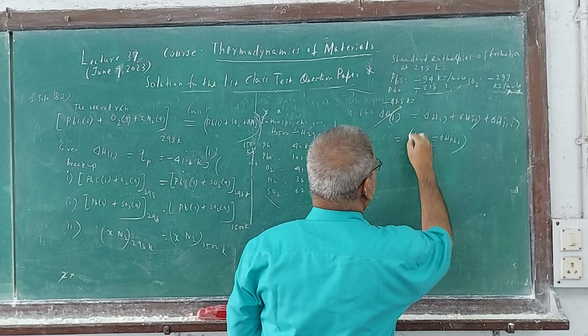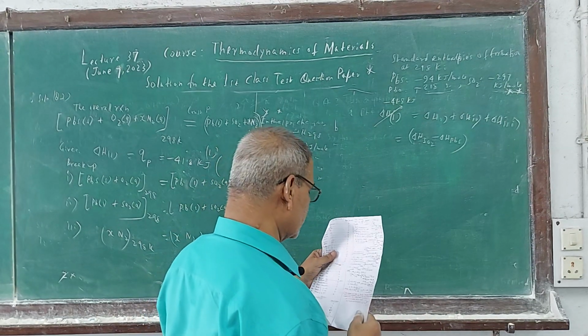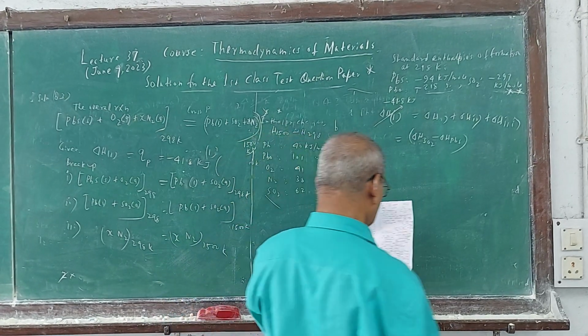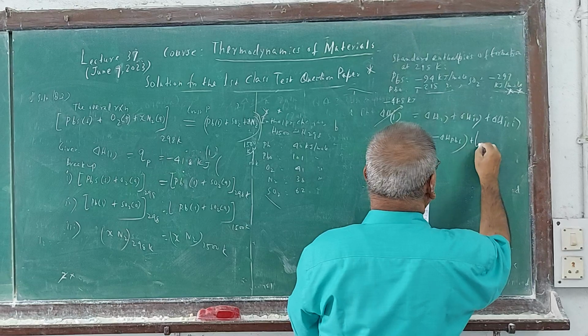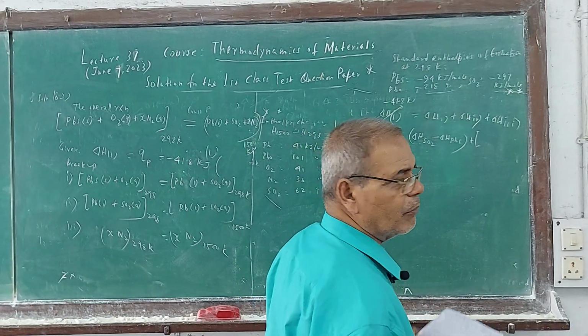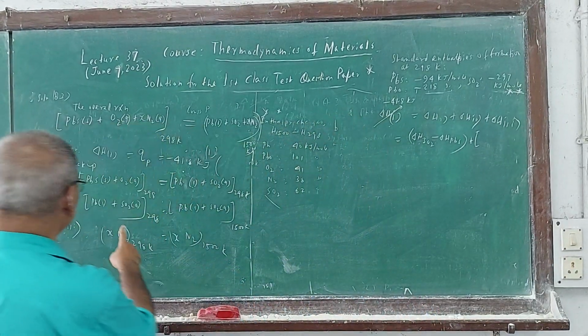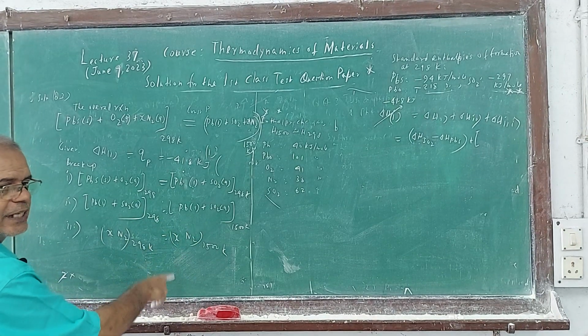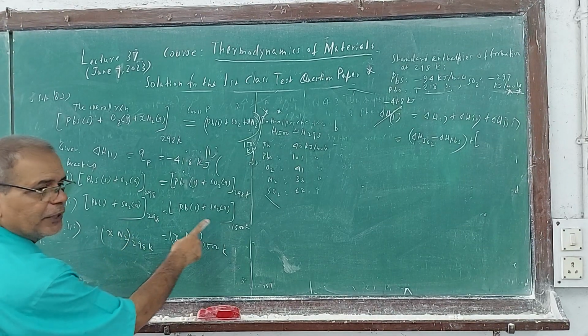Write this out. Plus delta H2. Delta H2, I'm writing for you. Plus delta H2. Delta H2 is what? Please tell me. What are the stops? 2 stops, and together, three stops. They are moving from 298 to 1500, one by one.